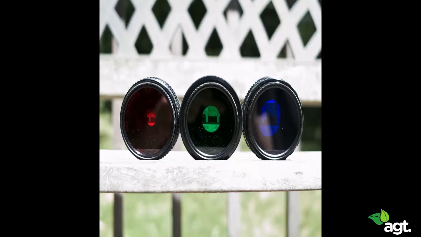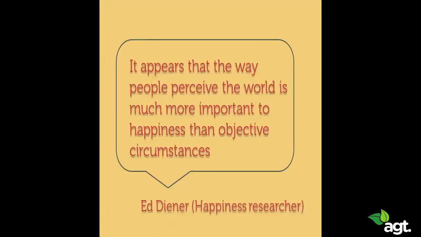In fact, Ed Diener, whom I already quoted before, one of the leading happiness researchers in the world, said that it appears that the way people perceive the world is much more important to happiness than objective circumstances. This quote sums up decades of research on happiness, and in essence it means that if we know a person's job, their marital status, and even the state of their bank account, we still know very little about how happy he or she is.